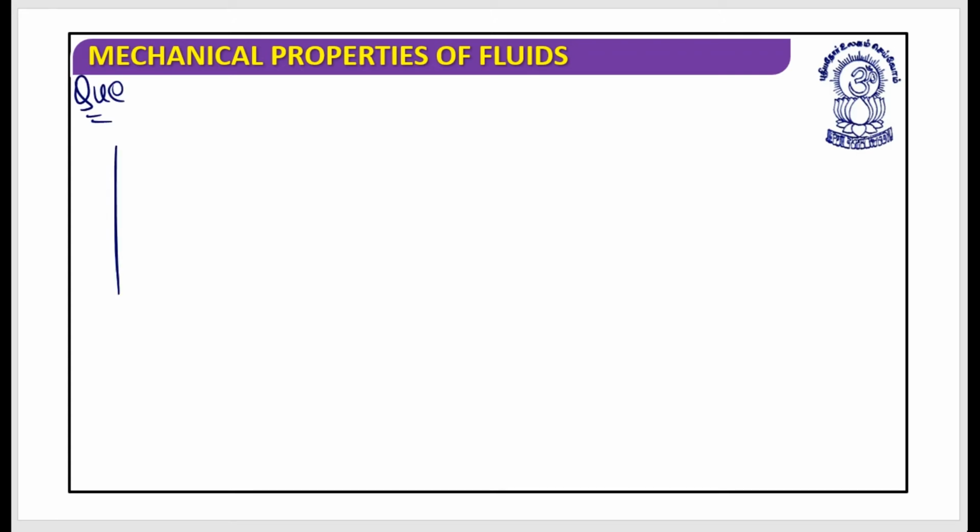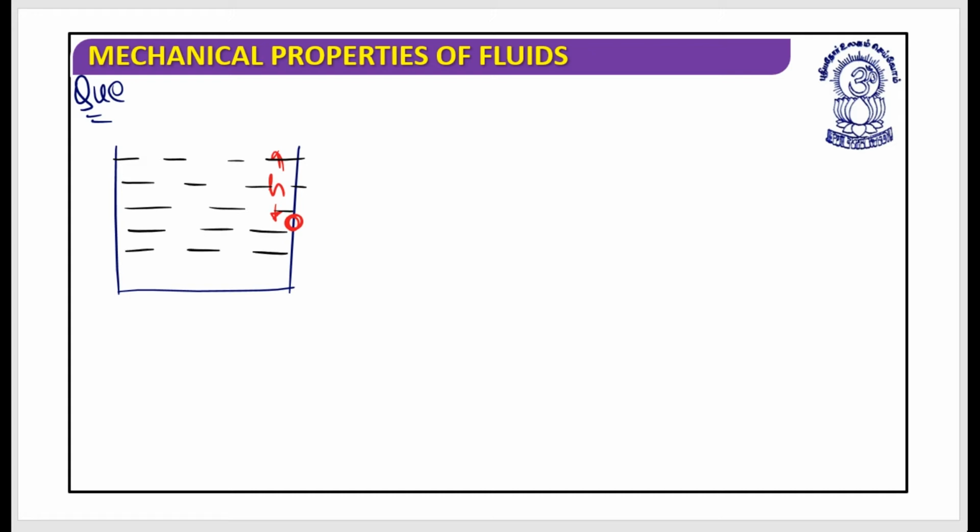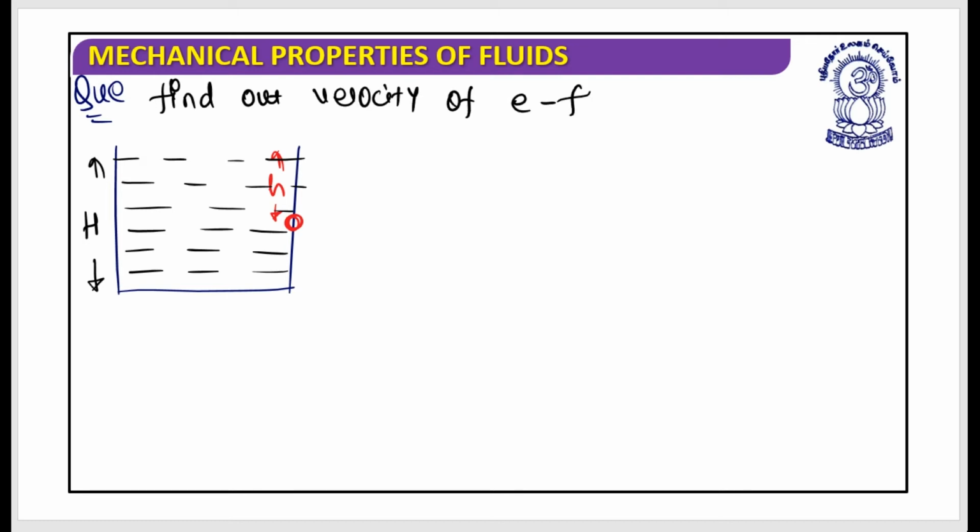Suppose the situation is something like this. This is the container and it is having a hole over here. This is height h and this container is filled with water up to this, something like this. Yes, this is height capital H up to which it has been filled. So the first question is to find out the velocity of efflux.